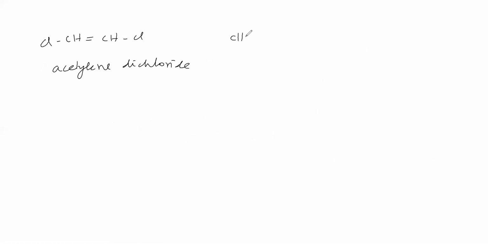The next possibility is CH2=CCl2. Now this H will not come. So CH2=CCl2, and the name is vinylidene dichloride.